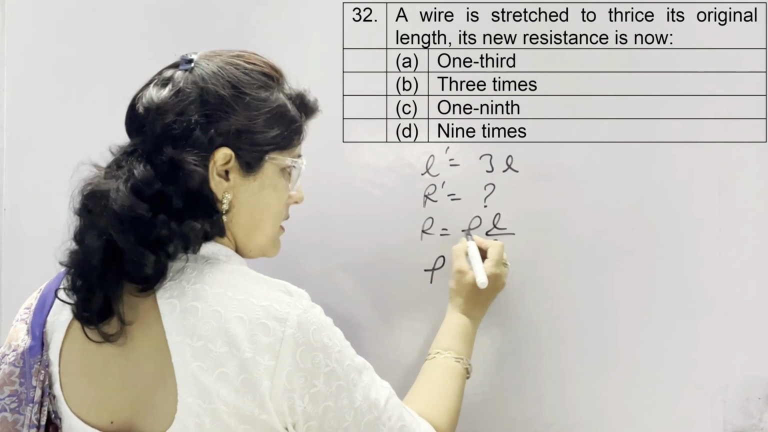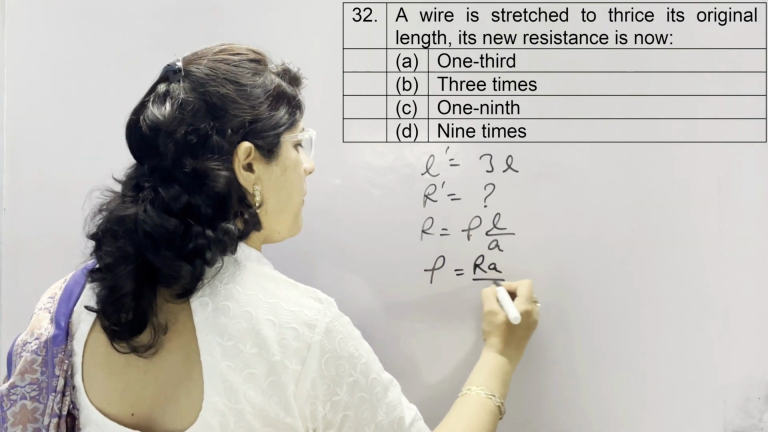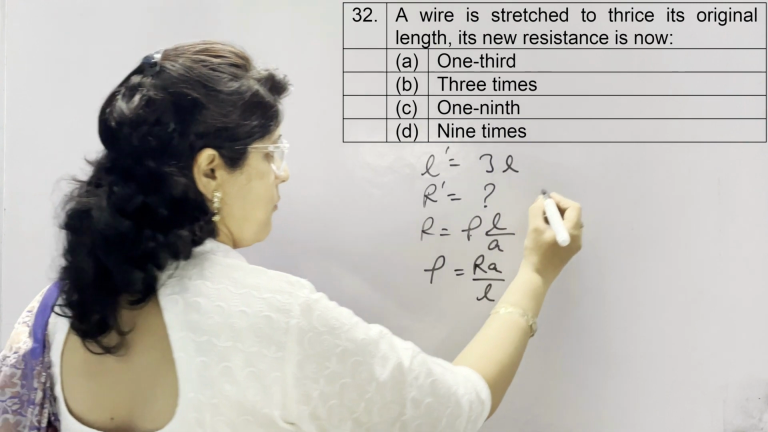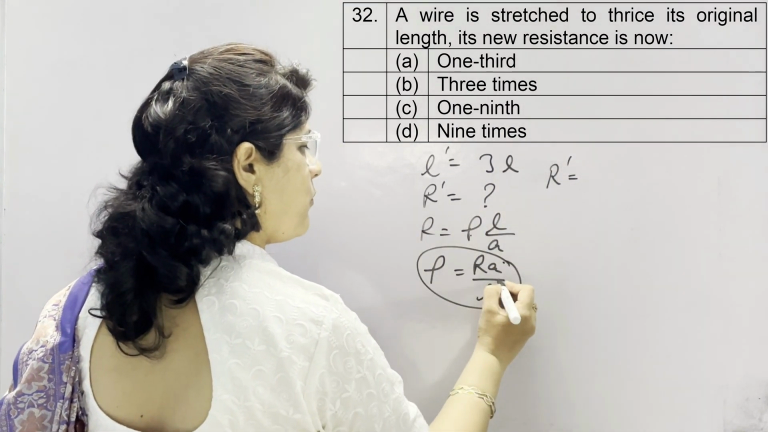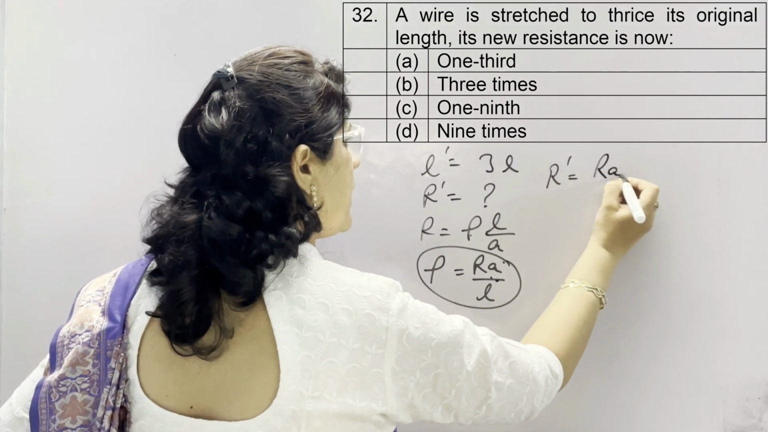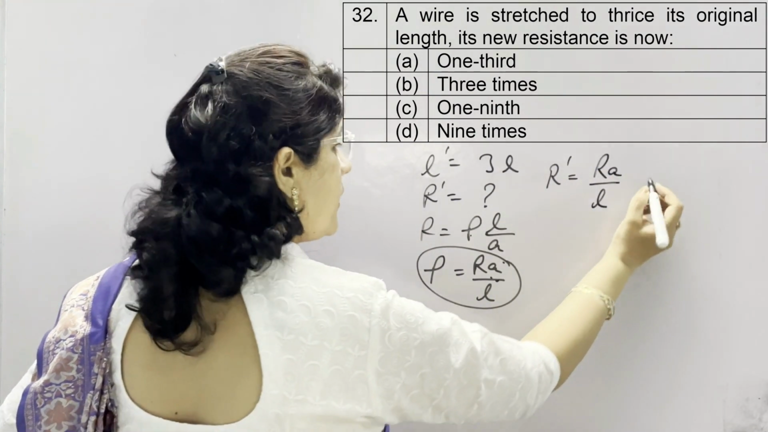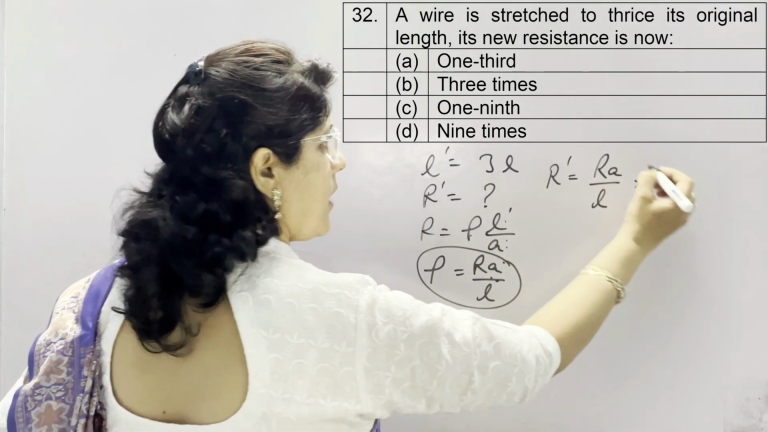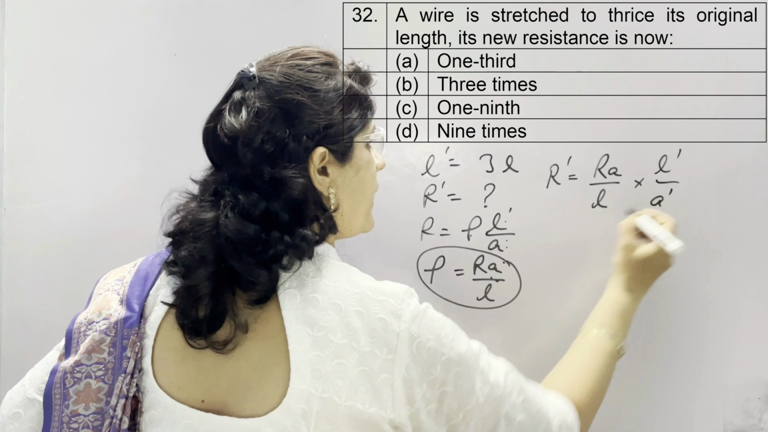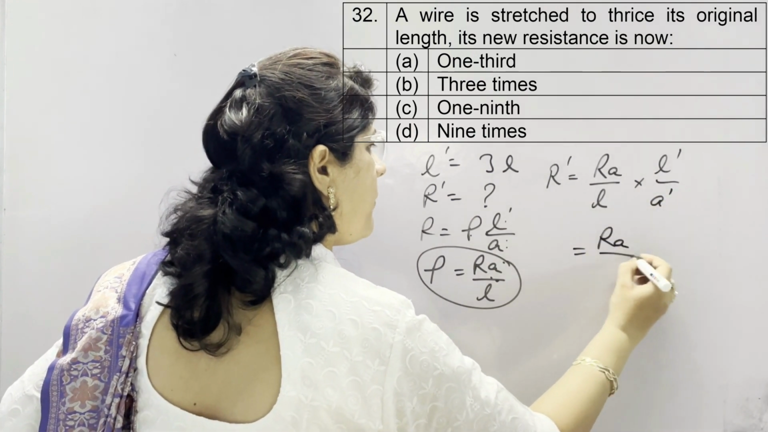It means resistivity is equal to R A upon L. ये हमने नए रेजिस्टेंस में वैल्यू भरनी है. Now new resistance is equal to, instead of rho we need to put this value R A upon L into L upon A. ये न्यू वाली भरनी हमने यहाँ पर, तो L dash upon A dash. So R A upon L.